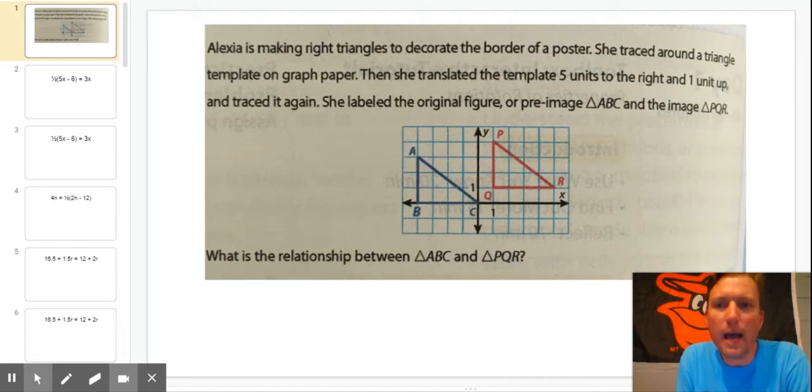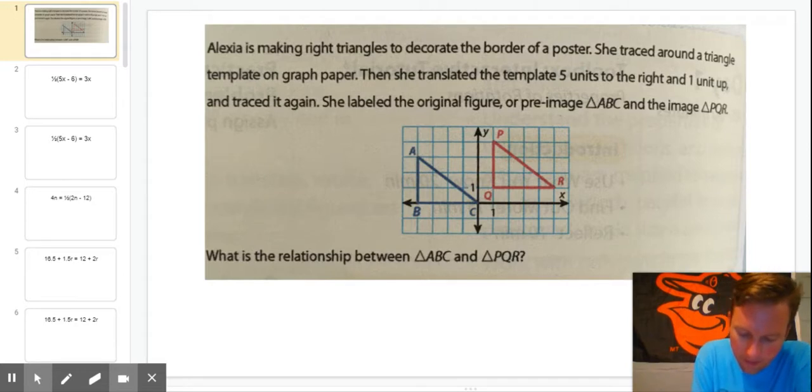We have Alexia, who is making right triangles to decorate the border of a poster. She traced around the triangle template on graph paper. Then she translated the template 5 units to the right and up 1 unit and traced it again. She labeled the original figure, or pre-image, triangle ABC and the image triangle PQR. What is the relationship between the two shapes?